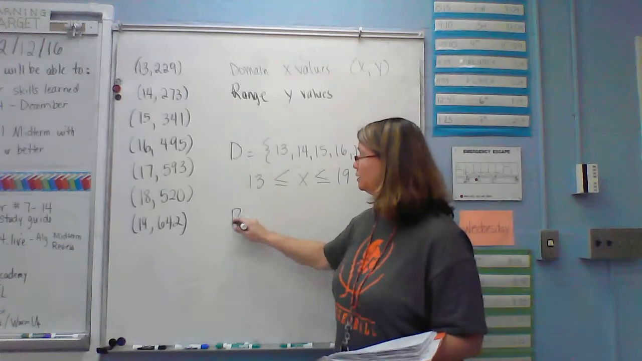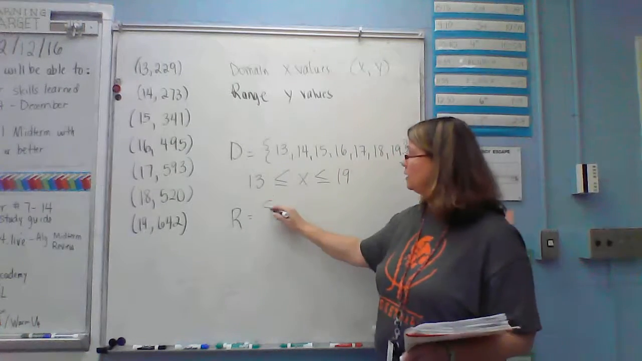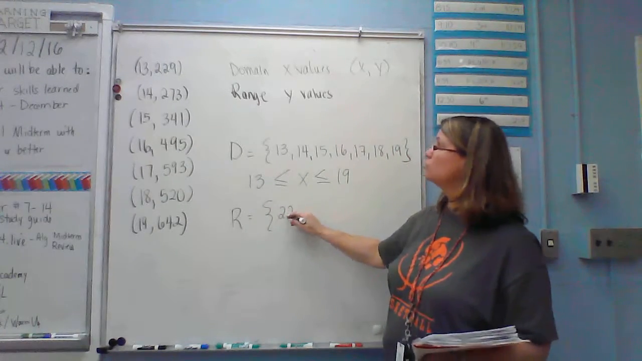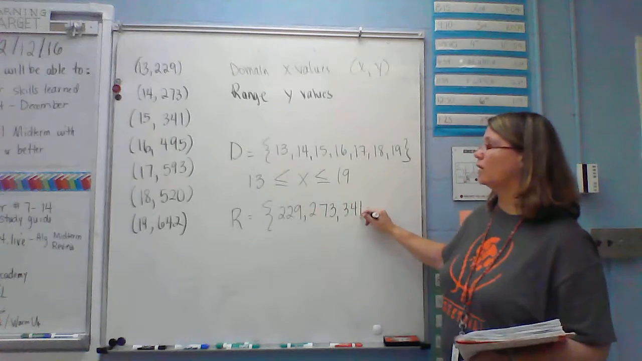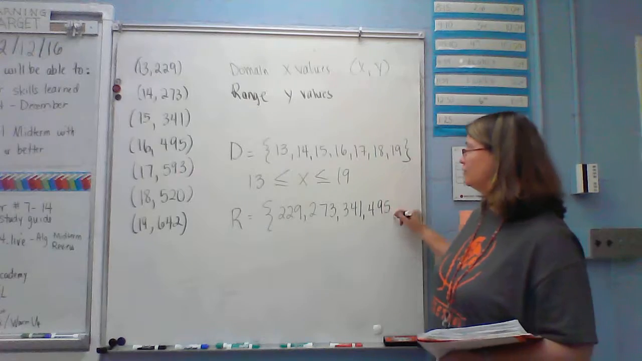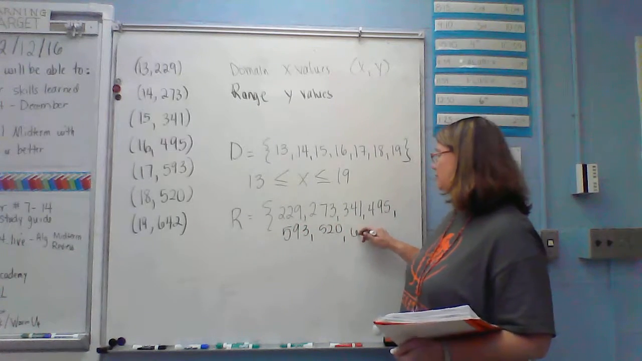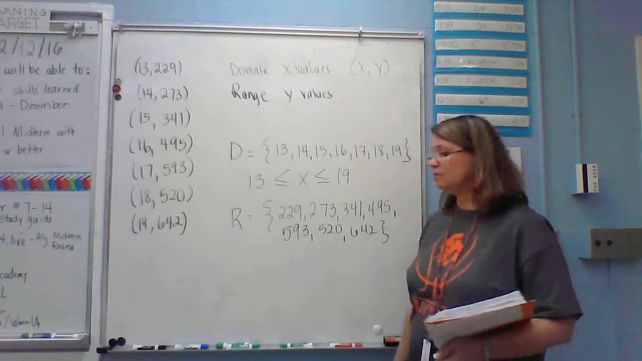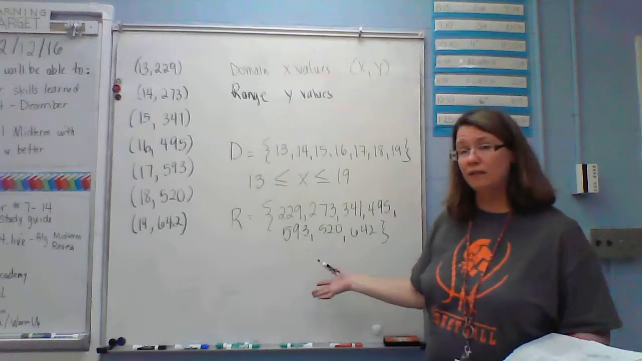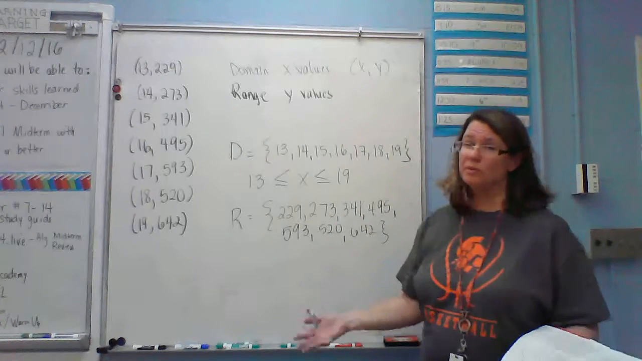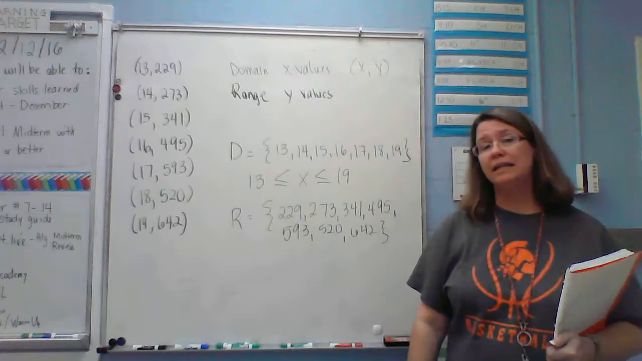Now we talk about range. Range is asking you specifically for those dots. So in this specific range, we would write 229, 273, 341, 495, 593, 520, and 642. Oftentimes kids say, do they have to be in order? No. We just don't want to repeat any of the same numbers, but none of these numbers repeated, so we're pretty close, we're good. Last question says, is it a linear function?